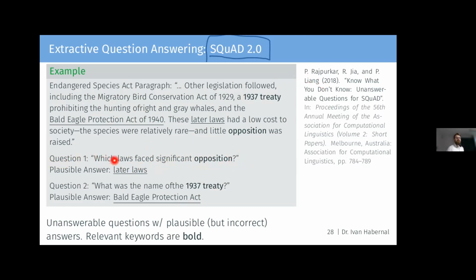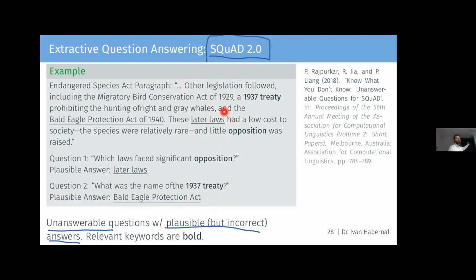The point is, these questions are unanswerable. You cannot answer them from this text, but they have plausible answers, which are incorrect, because the same words are used in the paragraph as in the questions. So it tricks the machine into making shortcuts and saying, well, the answer should be later laws here, but it's wrong. Or, what was the name of the treaty? If you just don't pay attention and do keyword spotting, you say it was the Bald Eagle Protection Act, which is wrong. So it's a hard task for machines not to jump on quick keyword spotting and say, oh, this is the answer. This is really interesting because SQuAD, the first version, had these issues with keyword spotting, and you could answer even without reading a lot of the paragraph.